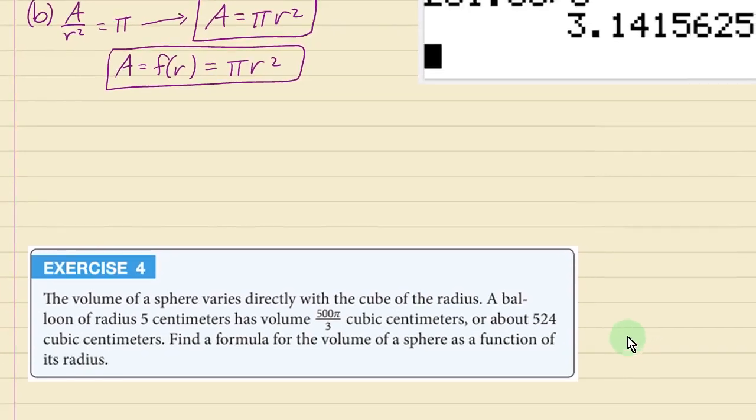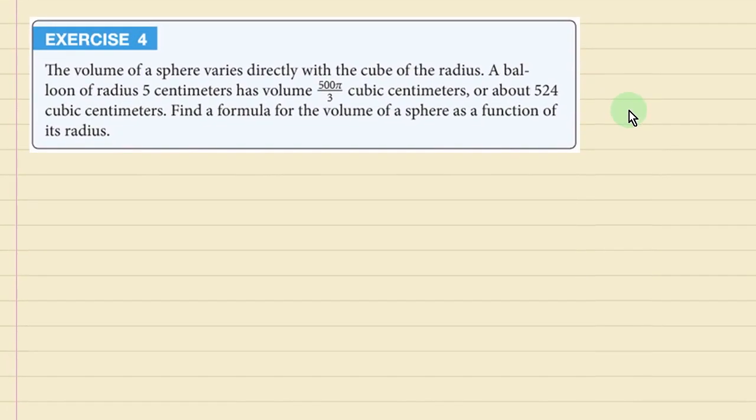So next, here's an exercise for you to do. It's given that the volume of a sphere varies directly with the cube of the radius. So the cube of the radius, just to give you a head start here, means r cubed, r to the power 3. So it's giving you that the volume is equal to some number k times r to the power 3, and you've got to find that number k.